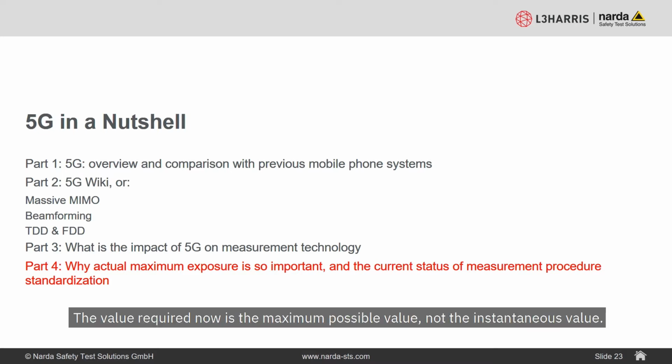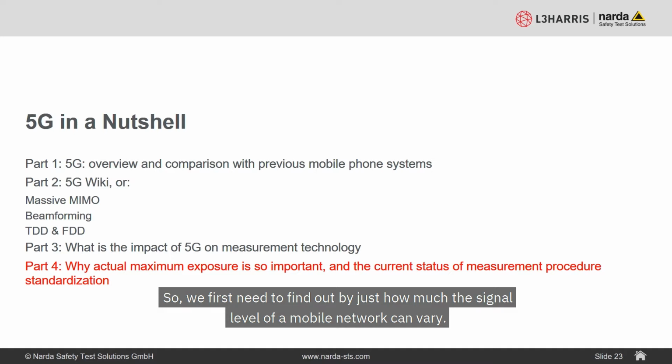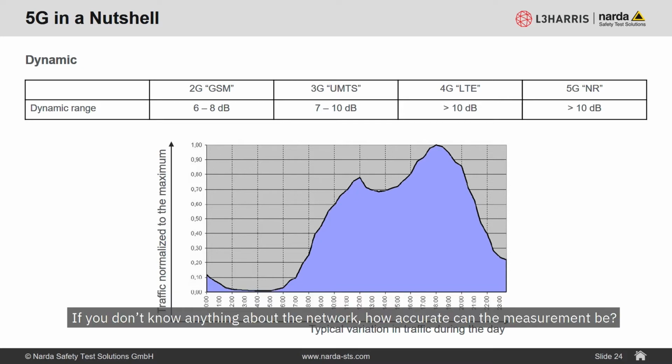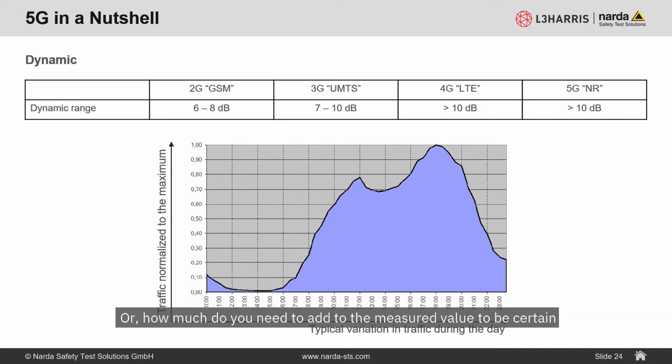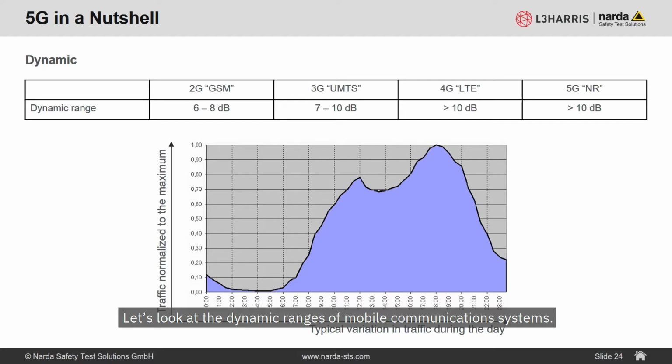The value that is required now is a maximum possible value, not the instantaneous value. So we first need to find out by just how much the signal level of a mobile network can vary. As you know, this level depends on many factors, such as the load, distance to subscriber, and so on. If you don't know anything about the network, how accurate can the measurement be? Or how much do you need to add to the measured value to be certain that the system will never exceed this? To answer this, let's look at the dynamic ranges of mobile communication systems.